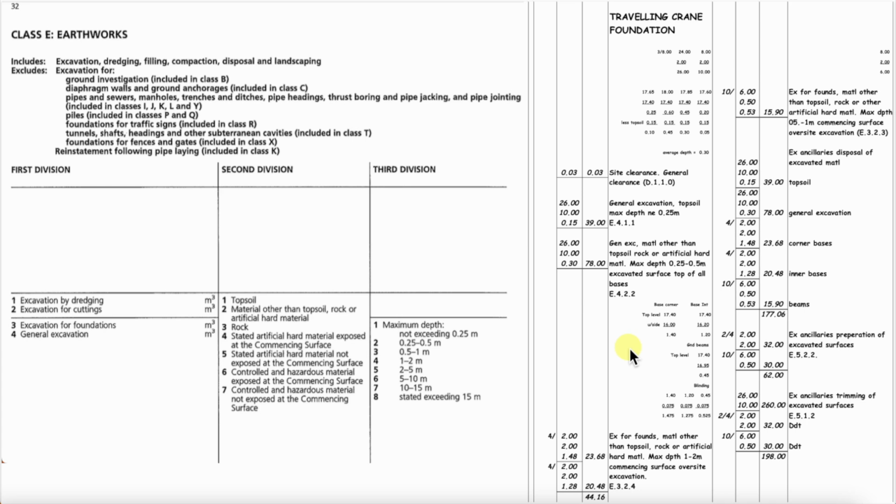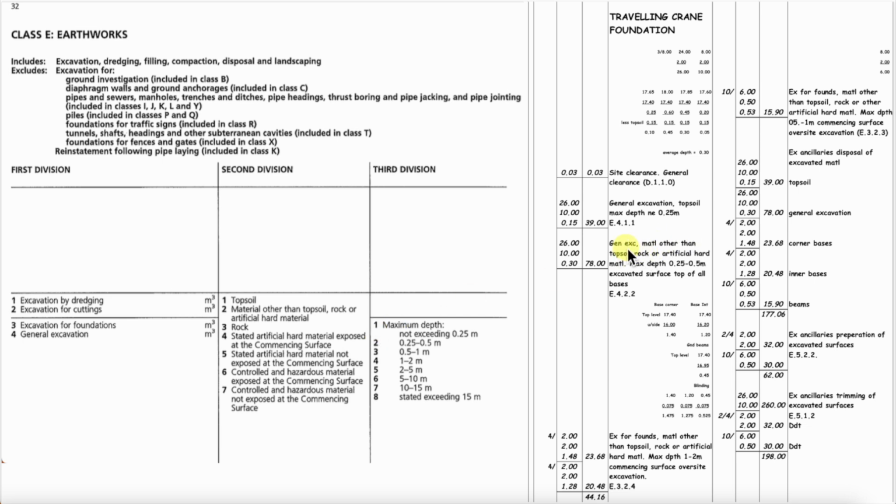The next 4 descriptions are to do with excavation. Our first one is excavation of topsoil, and then material other than topsoil, excavation for foundations, excavation for foundations. So let's start at the beginning and see whether these stack up as well. Well, general excavation topsoil is referenced as E.4.1.1. So let's have a look. E.4.1.1. So yes, that one complies.